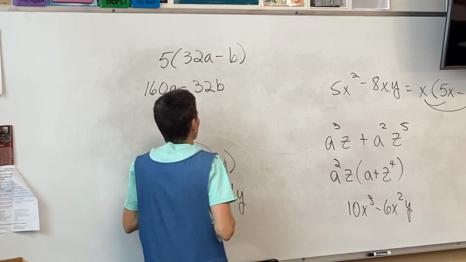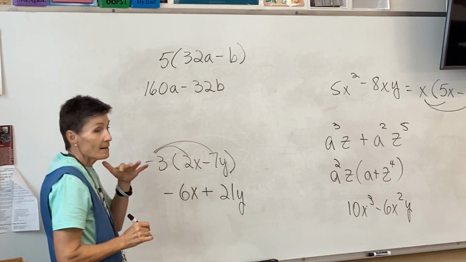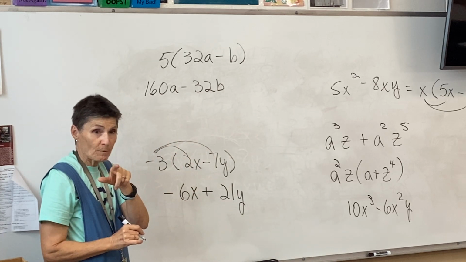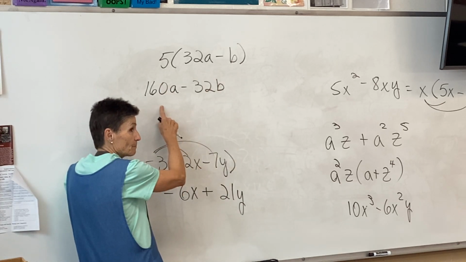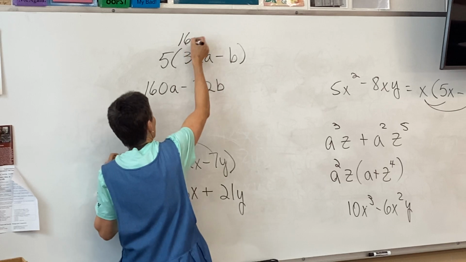Like that? Yeah. Okay. Jose, I want you to distribute that back. So what's 5 times 32? Is that 160? I hope. Yeah, okay, I think you're good there.